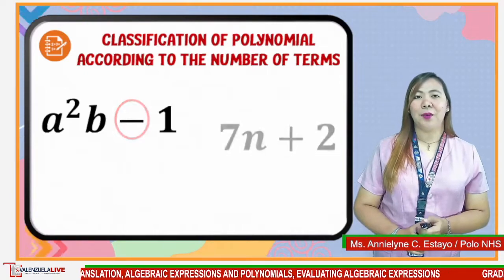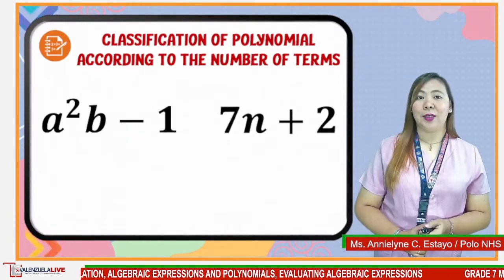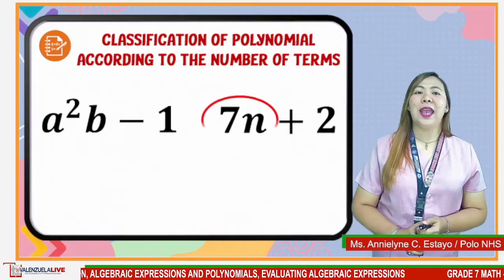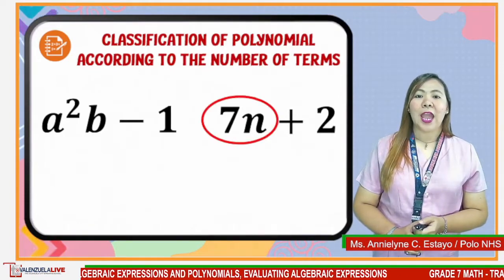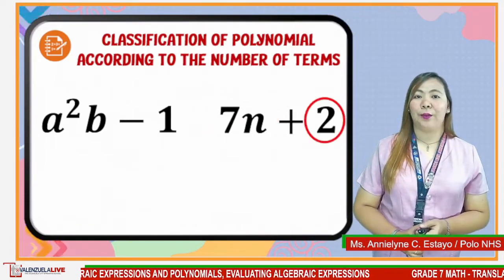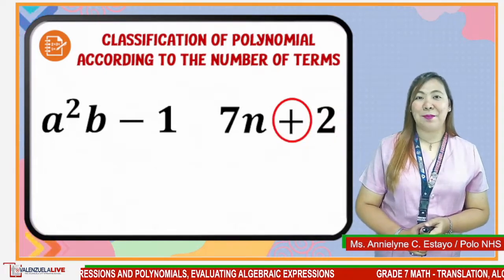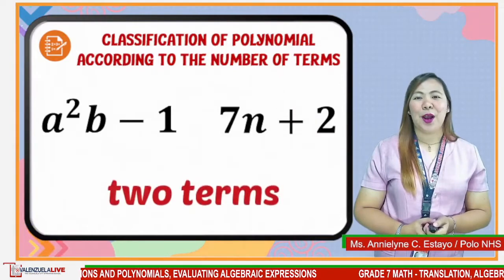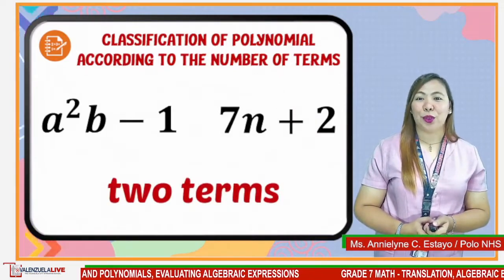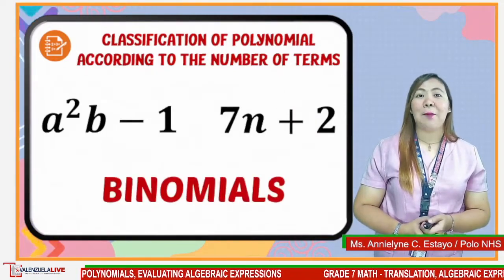Another example is 7n plus 2. 7n is the first term and 2 is the second term, since they are separated by an addition symbol. These two examples consist of two terms, which are called binomials.